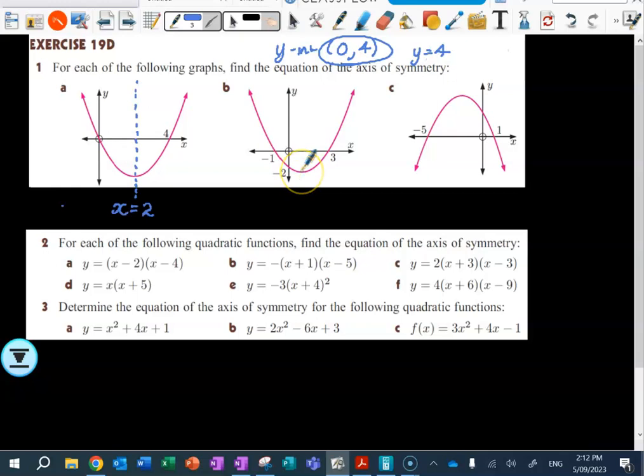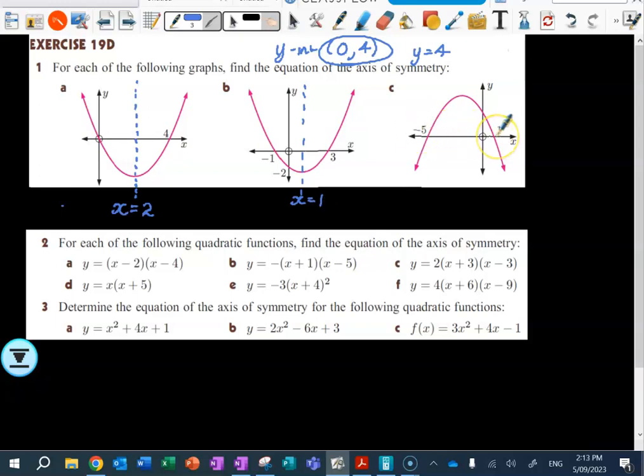What about here? What would my axis of symmetry be? Right smack bang in the middle, x equals 1. What about that one? Anyone worked out how they're doing it quickly? How are you doing this very quickly?